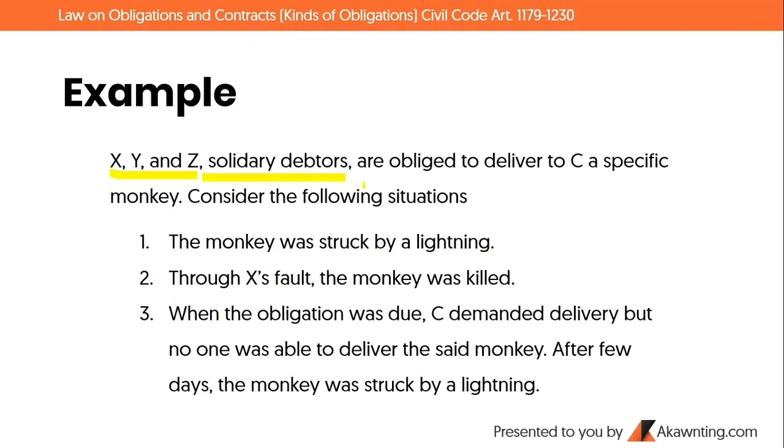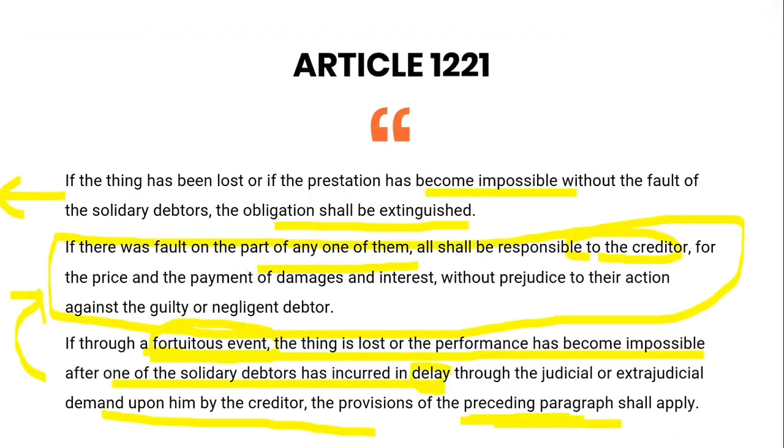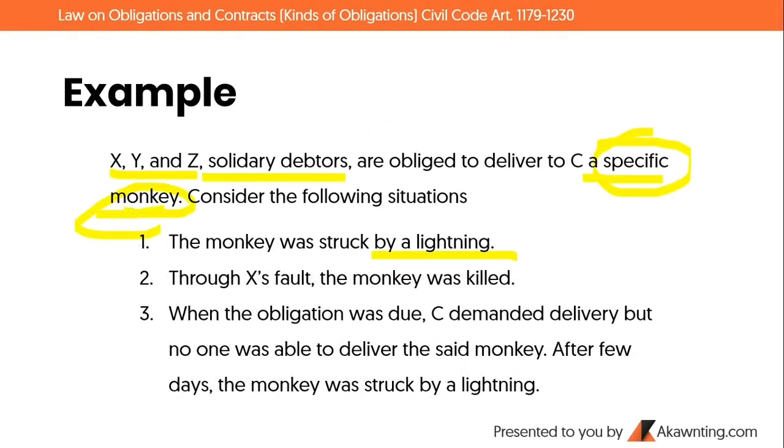Okay, so example, X and Y, Z, solidary debtors, are obliged to deliver to C a specific monkey. Okay, so itong specific monkey na it is, to deliver specific monkey is an indivisible prestation, di ba? Consider the following situations. The monkey was struck by a lightning. So that is, I believe, the first paragraph. So kapag naging impossible without the fault, so that will be extinguishment of the obligation.